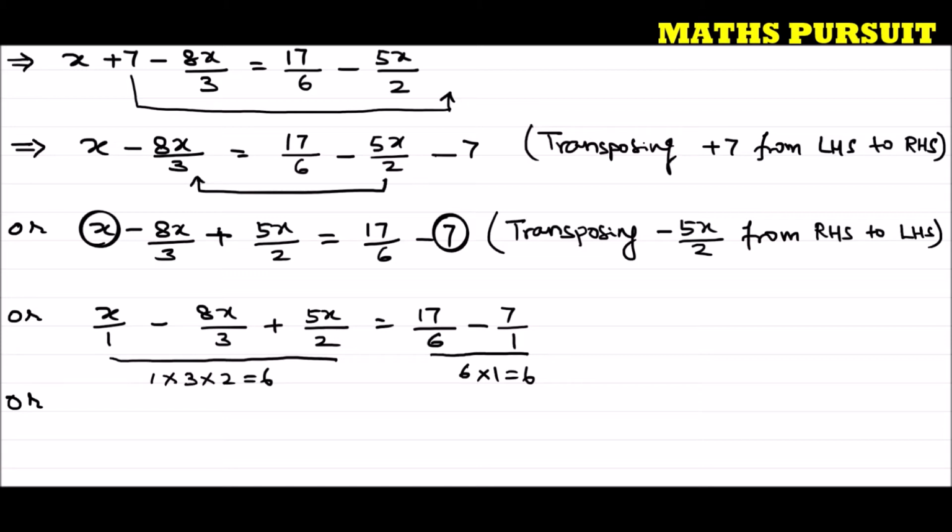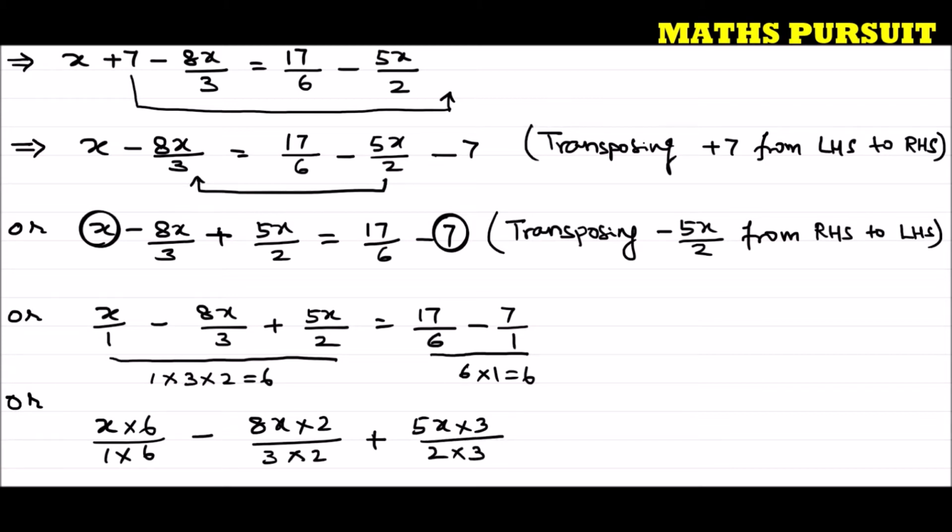How to convert? Let's see. I can write x into 6 divided by 1 into 6, minus 8x into 2 divided by 3 into 2. Why? Because 3 into 2 is 6, so I am multiplying 2 in the denominator, and I should also multiply 2 in the numerator. Then 5x into 3 divided by 2 into 3. Because we need to multiply 3 in the denominator to get 6, I am also multiplying 3 in the numerator.